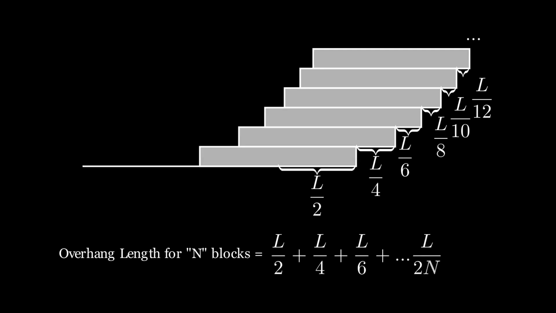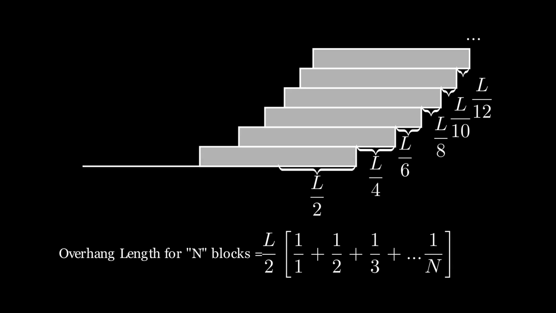Well, how much overhang do we get for a large number of blocks? Well, that's just half of the length of one block times the summation of the harmonic series up to that number. An interesting fact is that in the 14th century, Nicole Oresme proved that this harmonic sum diverges, meaning with enough blocks, we can create an overhang of infinite length. But the gain from each new block gets smaller and smaller, and thus we get diminishing results.